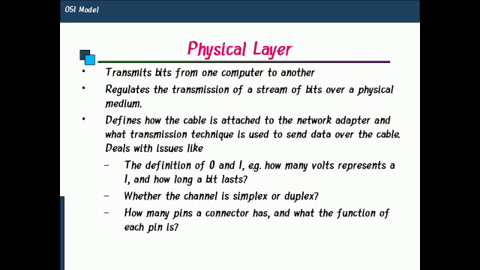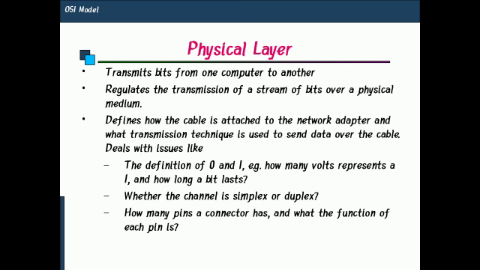Basically, what the physical layer does is that it transmits bits from one computer to another computer. It also regulates the transmission of a stream of bits over a physical medium. It defines how the cable is attached to a network adapter and what transmission technique is used to send data over the cable. It deals with issues like definitions of zeros and ones, how many volts represent a one, and how long a bit can last. The physical layer is mostly concerned with the details of bit transmission over a physical channel.